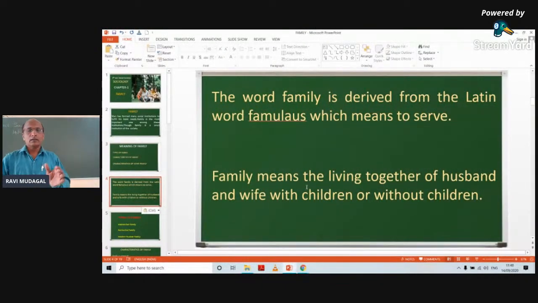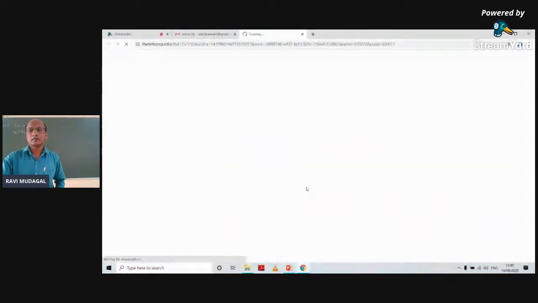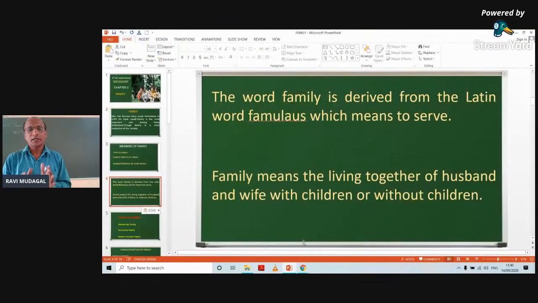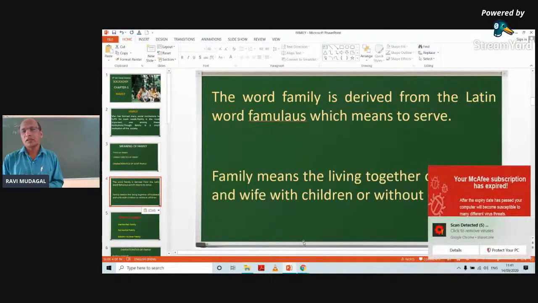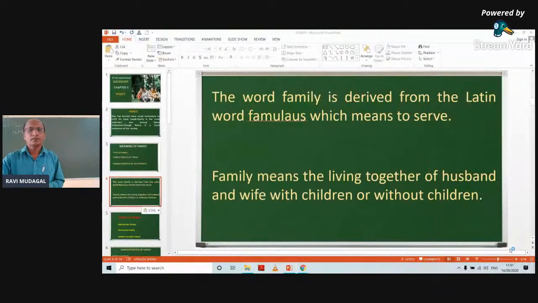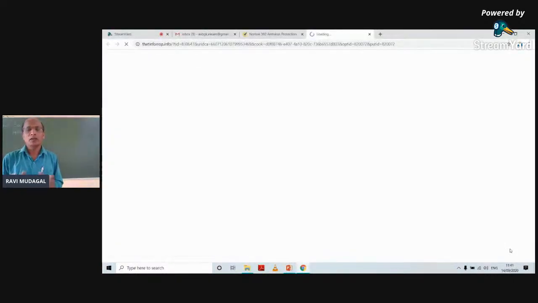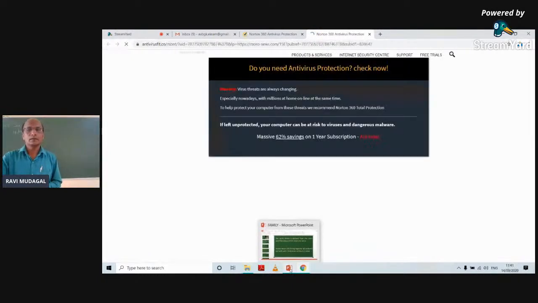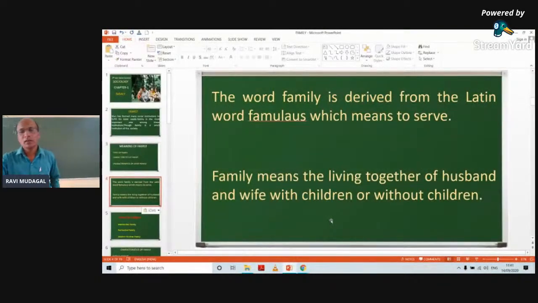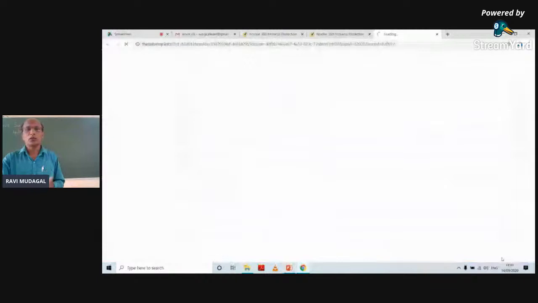Now, the meaning of family. Dear students, try to understand. Family means the living together of husband and wife with children or without children. It's called family. Let me tell you one more time. Family means the living together of husband and wife with children or without children. This is the meaning of family, right?